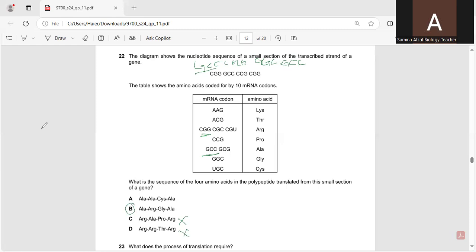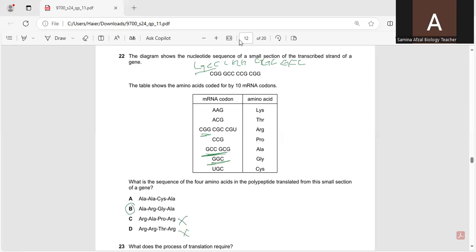And the third one is GGC. That is GGC. And then the fourth one is GCC. Again, this one. So B is the correct option.